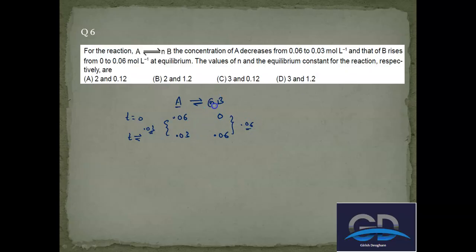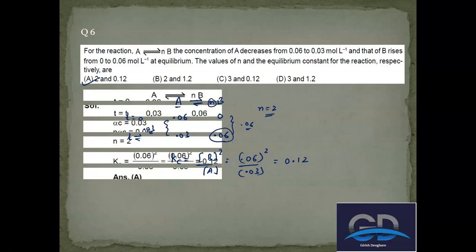That can only happen when N is equal to 2. So N will be equal to 2. Now the second part of the question, we have to calculate Kc. That will be concentration of B whole square upon concentration of A. So at equilibrium, concentration of B is 0.06, whole square of that upon 0.03. So if we solve, we get answer as 0.12. So combining, we get answer as A. Question number 6, answer is A.